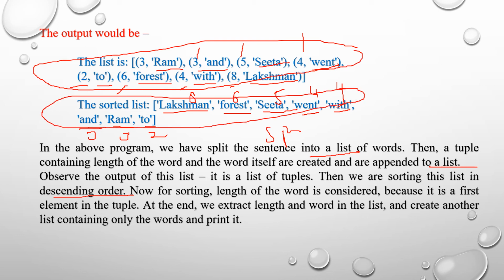The second list is in ascending order. The second list consists of only the words. The first list consists of length and word. Let me try this in the Python interpreter.